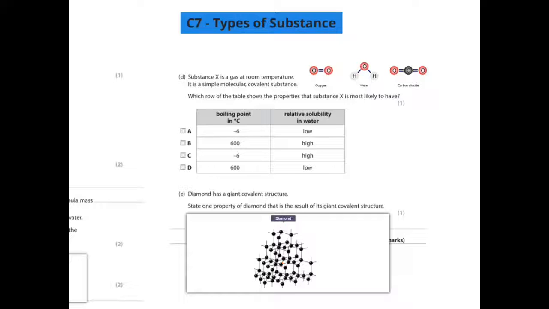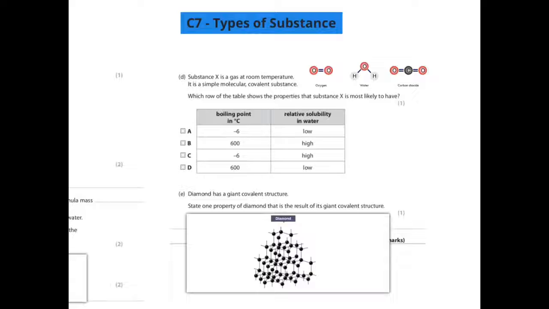That's a big sprawling structure, or a giant ionic lattice like salts, sodium chloride, that is a giant structure. These are small, simple molecules. The molecules you can recall normally without too much scientific knowledge. Those are your simple molecules: water, carbon dioxide, oxygen. Which row of the table shows the properties that substance X is most likely to have?